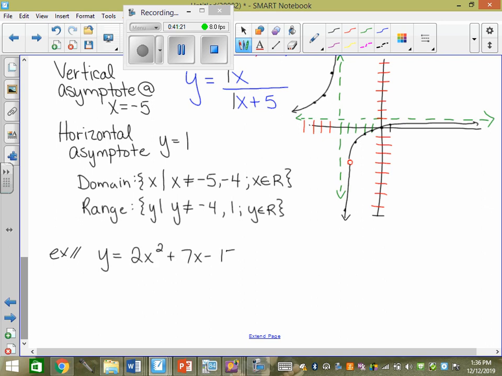So this one I want you to get the points of discontinuity and the asymptotes, and I want you to sketch it, and I want domain and range. Go.